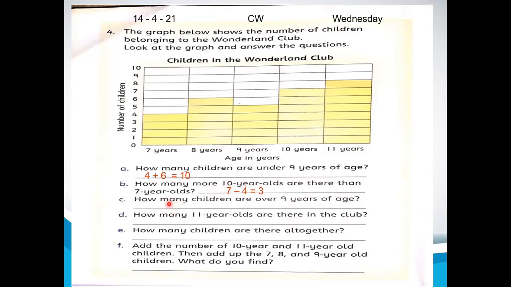Now look here, bit number C. How many children are over? Here they ask under, now they are asking about over. How many children are over 9 years of age? So what we will do, we will see these two columns.